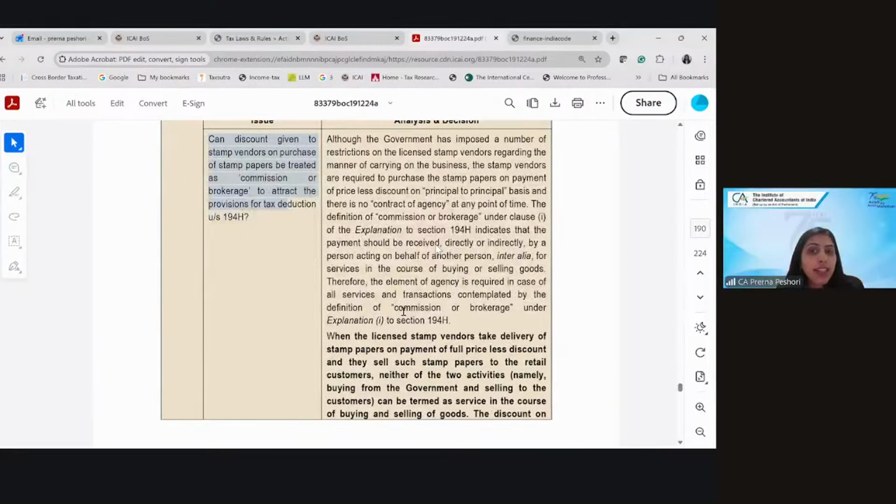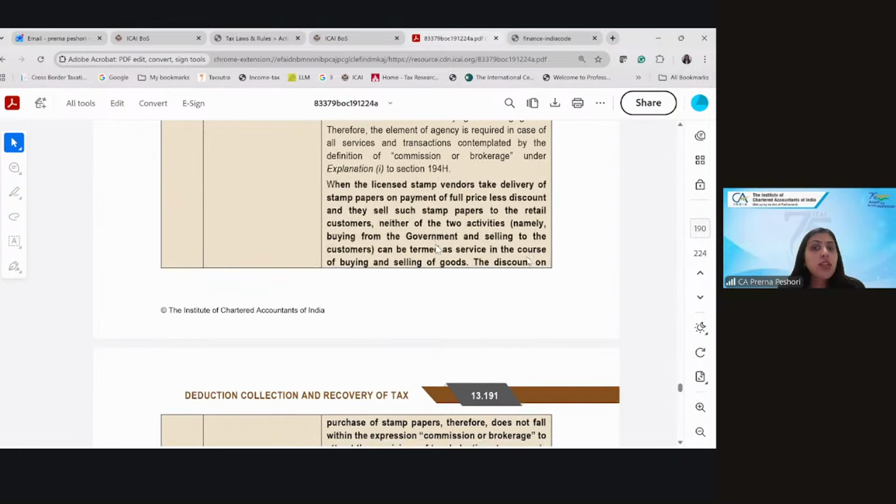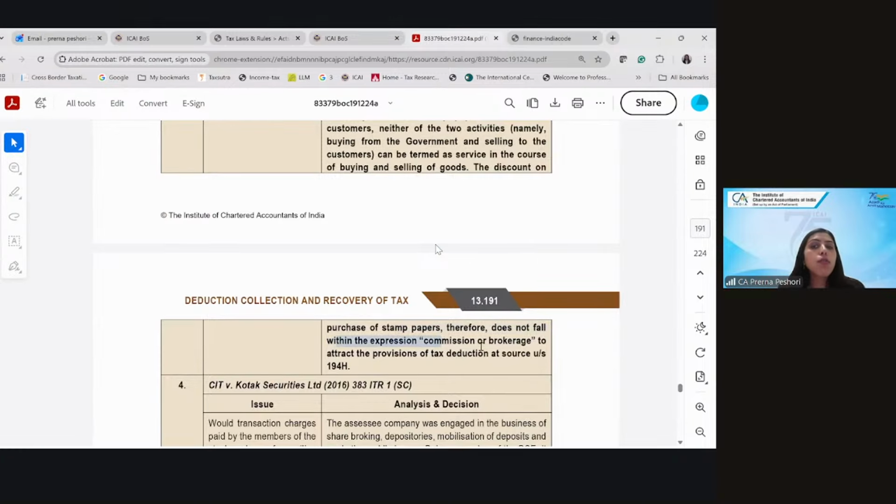So when the vendors purchase these stamp papers, they purchase them at a discounted price and then they sell them to the customers at the retail price. And this cannot be termed as a contract of agency, but this is a retail trade that they are doing, buying and selling of stamp papers. So the discount on the purchase does not fall within the expression of commission or brokerage, so as to attract the TDS under 194H.